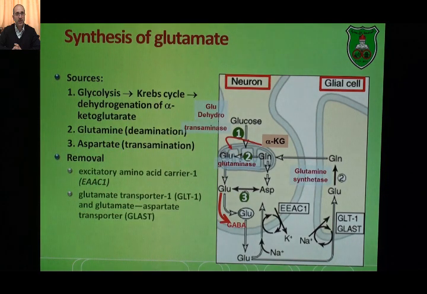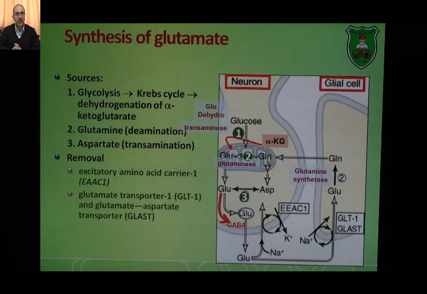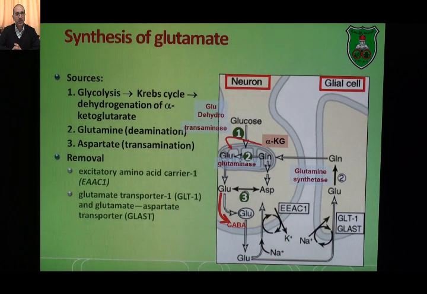Glutamate can be synthesized from different sources. It can be synthesized from intermediates of the Krebs cycle, or from glutamine, or from aspartate. In terms of the intermediates of the Krebs cycle, it can be synthesized from alpha-ketoglutarate. So here we have the different mechanisms of synthesizing glutamate. Alpha-ketoglutarate can be transaminated and converted to glutamate, or glutamine can also be converted into glutamate via removal of one amino group from the outer group. Or aspartate can also be a precursor for synthesizing glutamate, also via a transamination reaction.